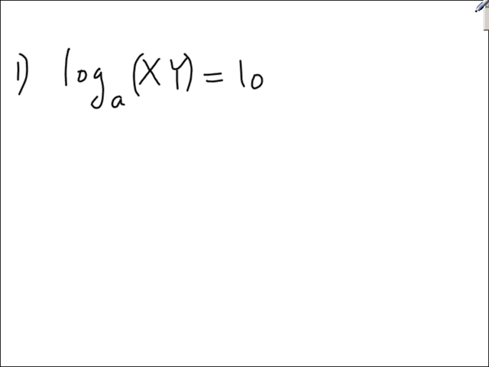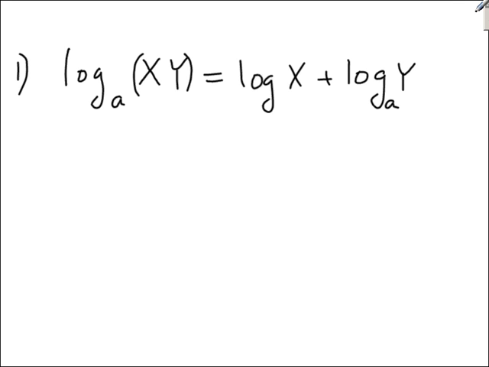Okay, now we're ready to talk about logs. Rule number 1. And all these rules are only valid if they live up to the rules for the domain and the range, the restrictions on the A's, B's, and C's that we just spoke of. For example, if you have log base A of x times y, that is log of a product, you get log of x plus log of y.